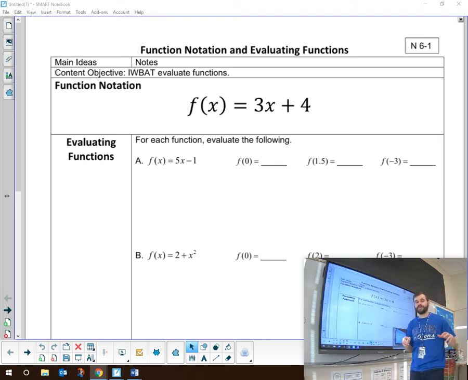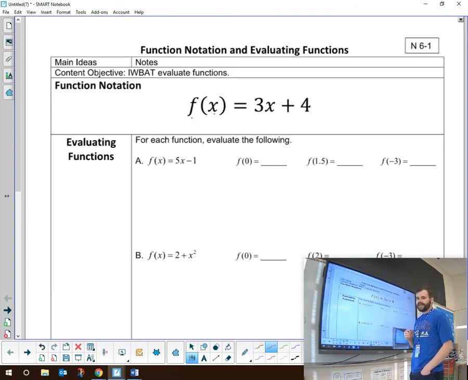Normally this is something we do earlier in the school year, but we're trying to get caught up a little bit right now. Function notation is just a way that mathematicians say, hey, can you plug this into the equation for me? That's all it is. This is function notation, f of x.